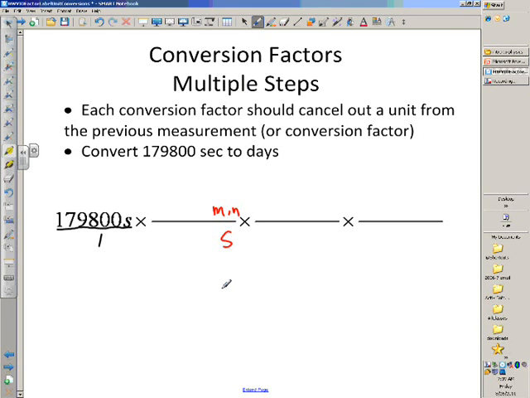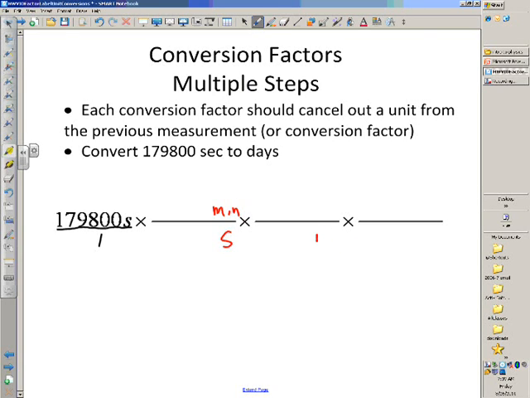Now, we can do this in less than 3 steps. I'm just going to show you, make sure if we go multiple steps. So the next conversion factor, if we look here, seconds on the top, seconds on the bottom, those two will cancel, so that's good. But we don't want our final answer in minutes, we want it in days. So we're not done with our conversion factors.